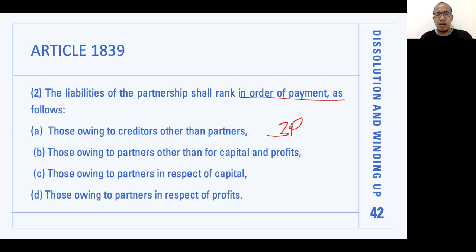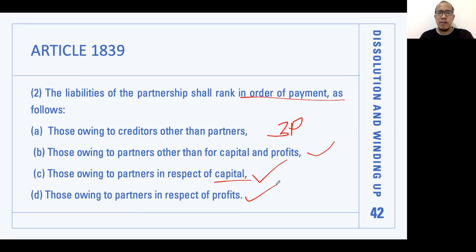And then, those owing to the partners other than capital and profit. So dito, yung partner ay nagpautang sa partnership. So nagpautang siya sa partnership ng pera, pero yung pinautang niya na iyon ay hindi part ng kanyang capital. Utang iyon ng partnership sa kanya. So dito, maaari na maging creditor ng partnership yung partner din mismo. At uunahin mo daw i-settle yung liability ng partnership doon sa partner, but not as a partner, but as a creditor. So the second in priority. Third in priority sa partners na with respect to capital, bayaran mo yung capital nila, and then profits.